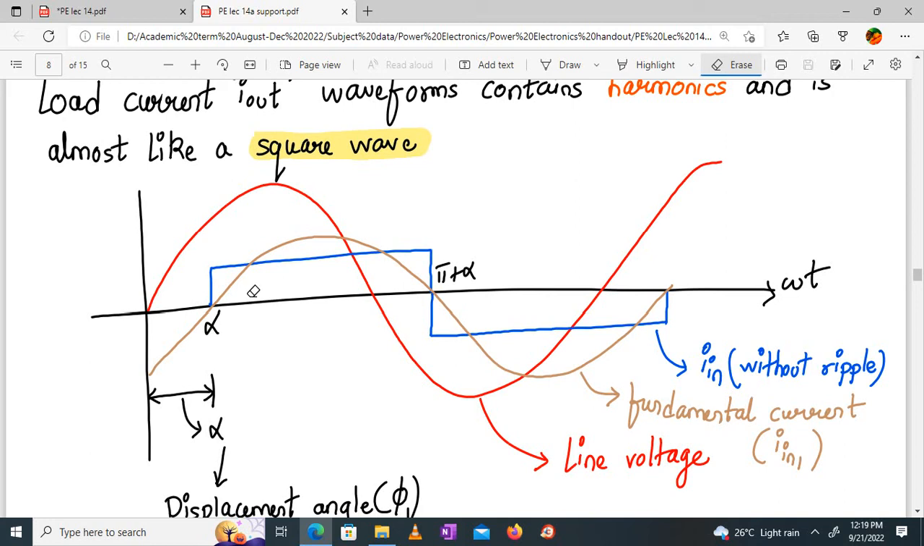The fundamental current will be sinusoid. But this blue color one which we are getting out of the converter contains harmonics. That's why it is a square.